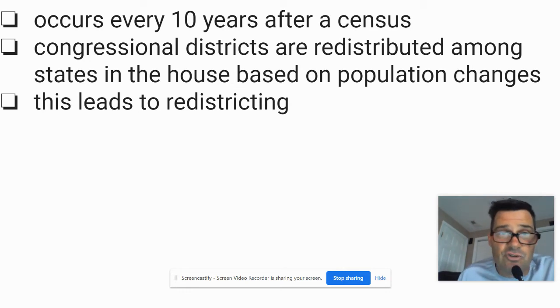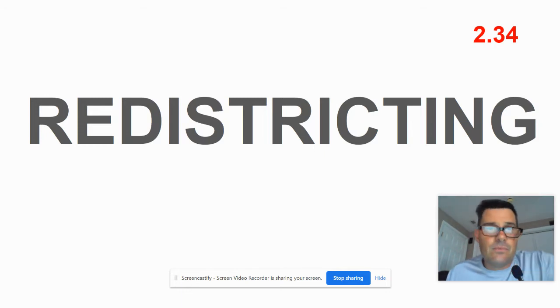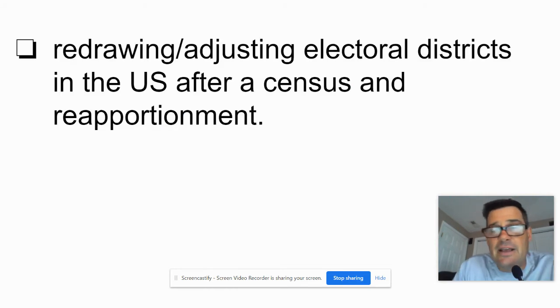All right, that leads us into redistricting, 2.34. Notice district is in the middle of this because you're going to redraw the district. Congressional House seat number 1 in Virginia, Congressional House seat number 2 in Virginia. Whatever state it is, you have to redraw those to make it equal in population. Backside: you're redrawing and adjusting the electoral districts in the U.S. after a census and reapportionment. So a city might have been in one district in one election and gets switched after the census. Or maybe it gets an entirely new district because a new House seat was added.